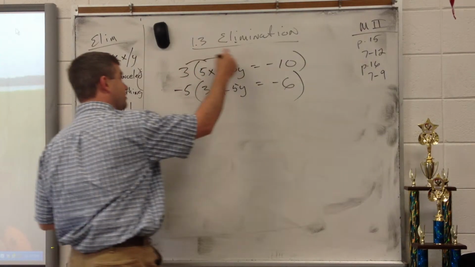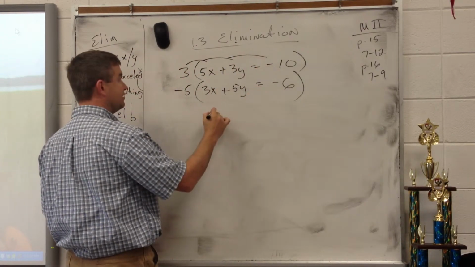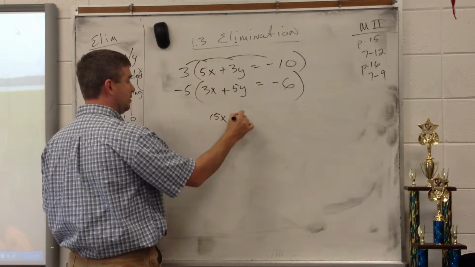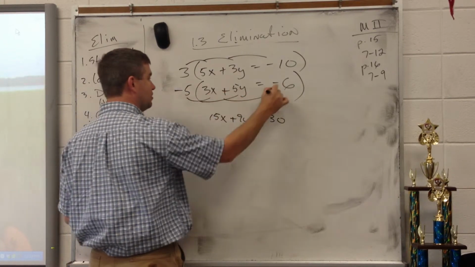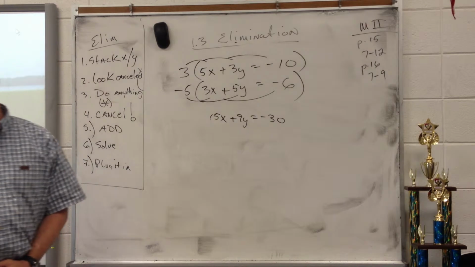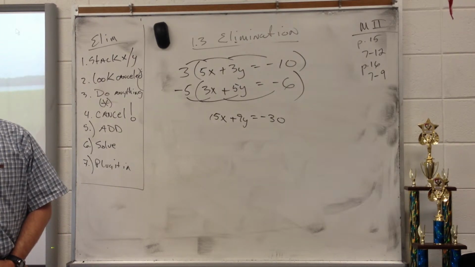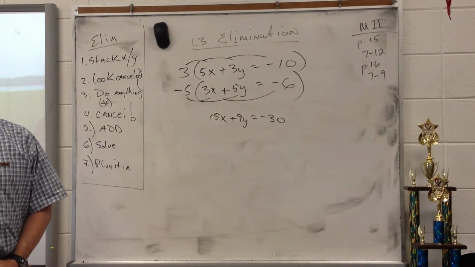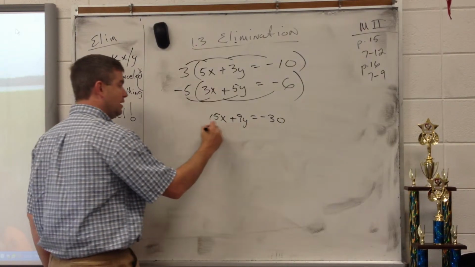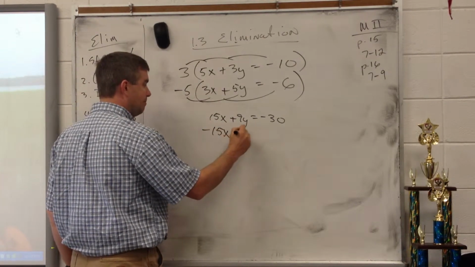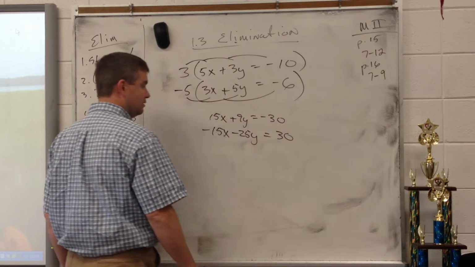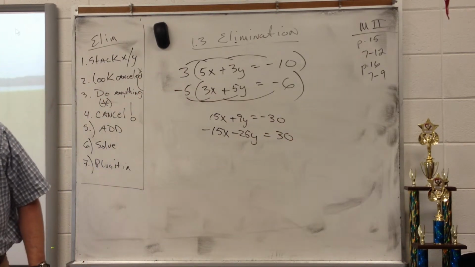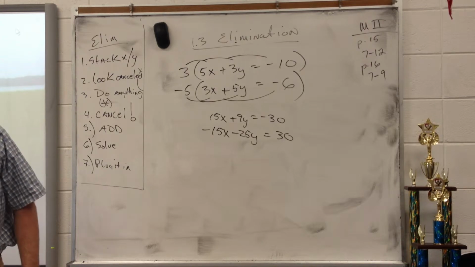So I distribute here, here, and here. I'm going to write it underneath here. I get 15x plus 9y is equal to negative 30. On the bottom, I distribute all three places. How important is it to do all three places? Extremely. You will not get the problem right if you don't do all three places. Negative 15x minus 25y is equal to positive 30. Hold on.